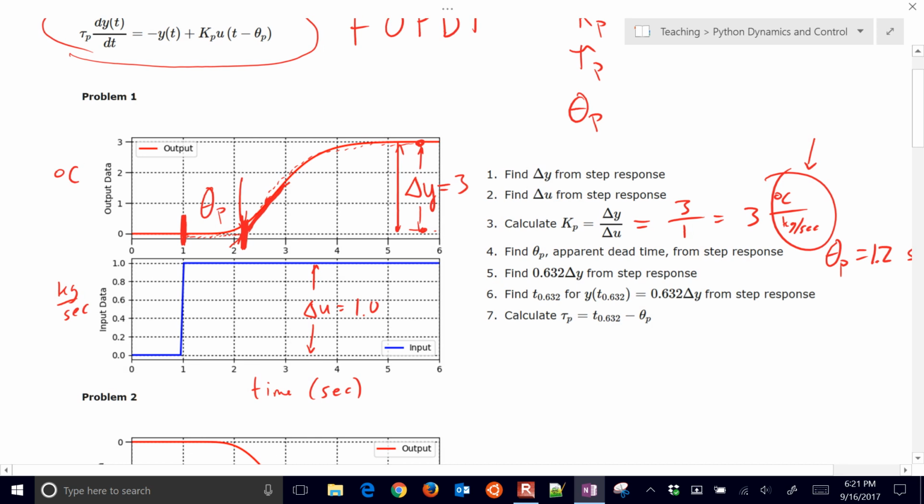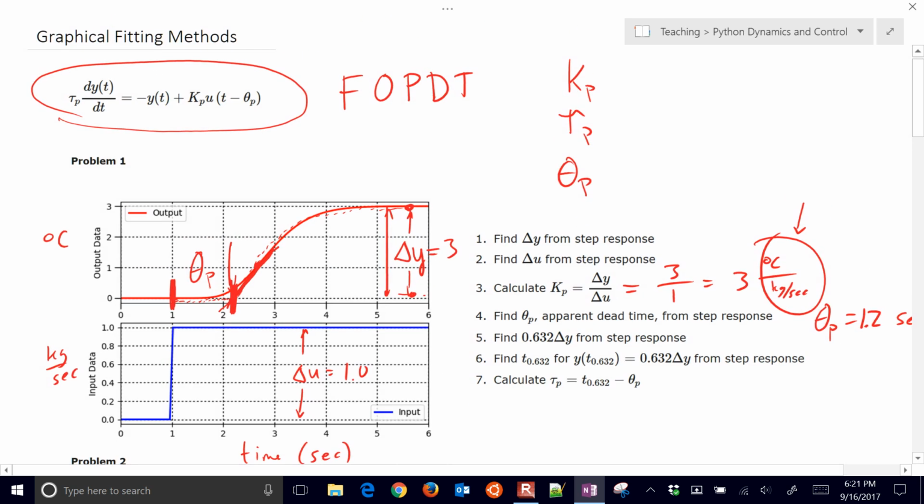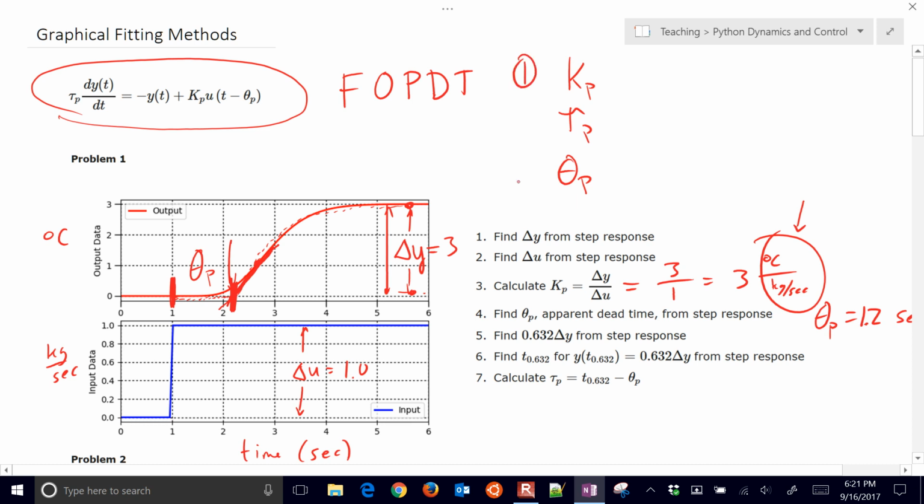Next we're going to try to find the time constant. We did this one first, this one second, and the last three are this one. This is maybe the most difficult one to find, but it's really not that hard if you just remember these final three steps. First of all, we have delta y, and we want to calculate delta y times 0.632.